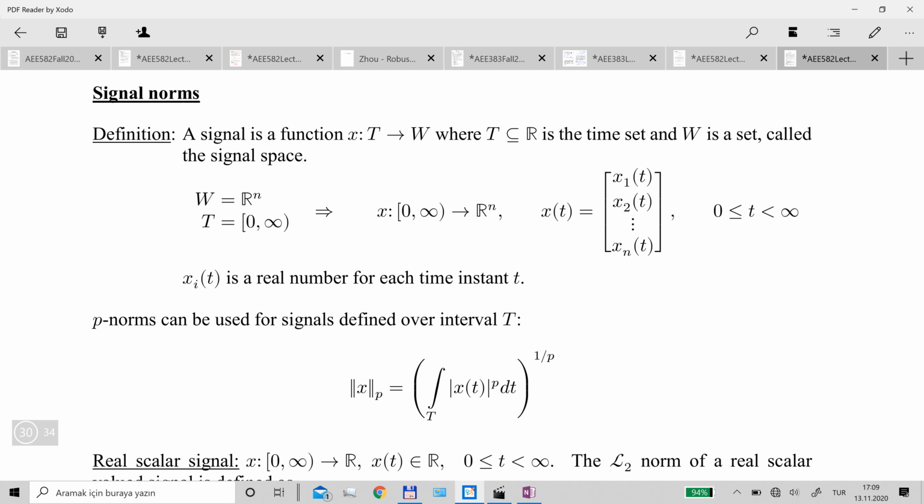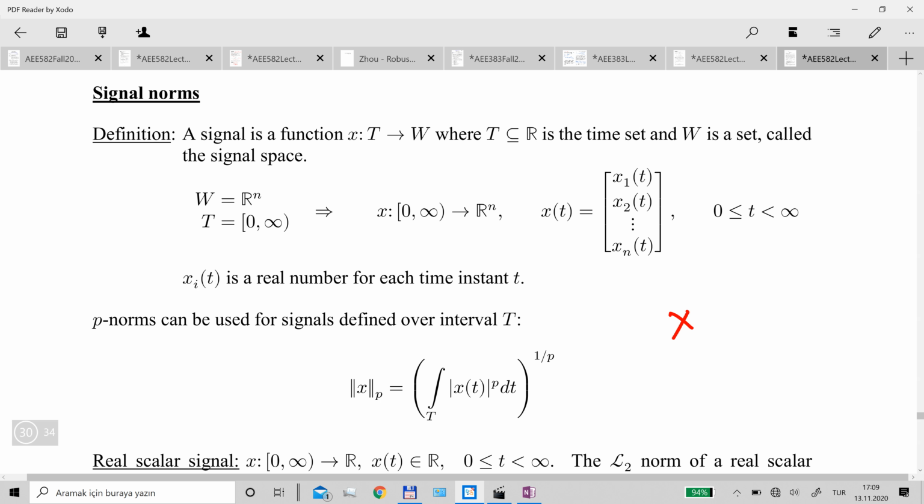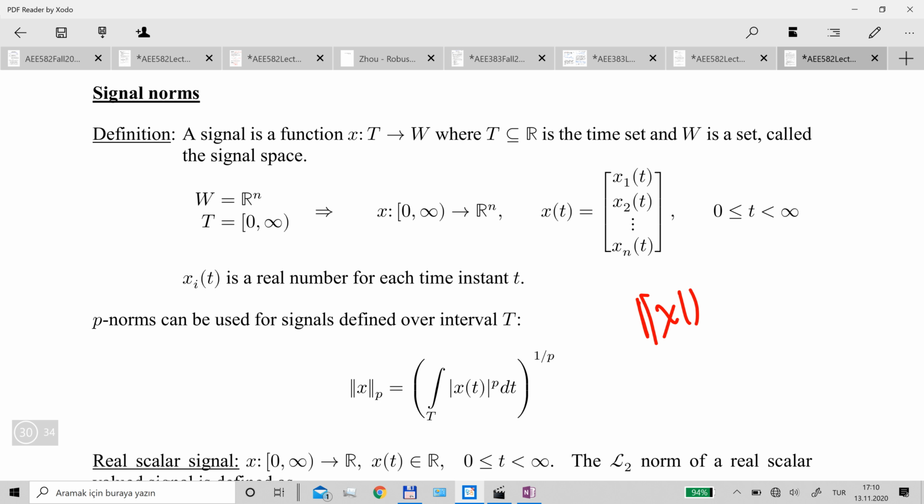In that case, rather than taking the state vector and measuring its norm, you take the state vector and watch it for a time interval, and you see how it behaves in that interval. You're interested in actually measuring a signal. So let's see how a signal is defined.